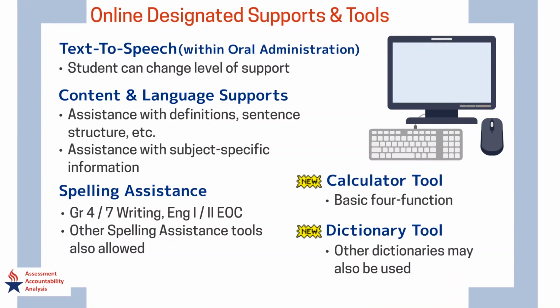Now we move to the 3 designated supports that are available embedded in the online version of STAR. TEA has made no changes to these supports, but they have added some extra tools to STAR Online. For the appropriate testing situation, students taking STAR Online may be authorized to access the Calculator tool, which provides a virtual 4-function calculator, and the Dictionary tool, which provides online dictionary functions similar to what's found in a dictionary app or website.